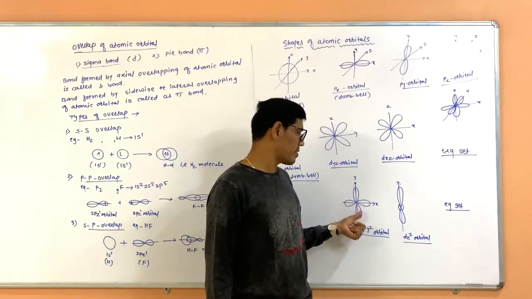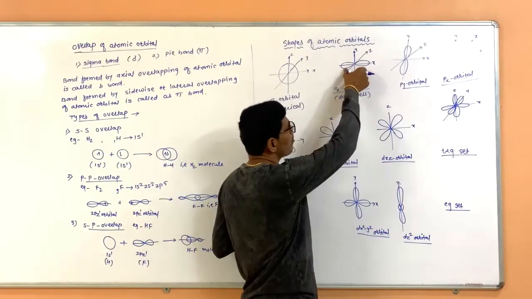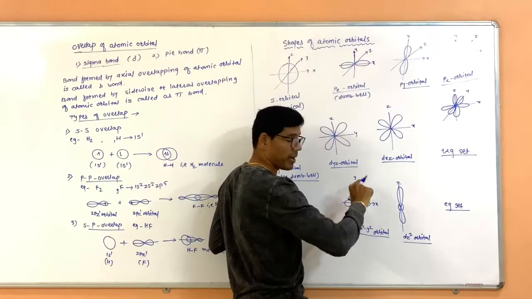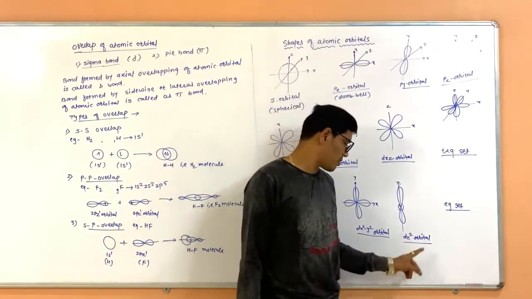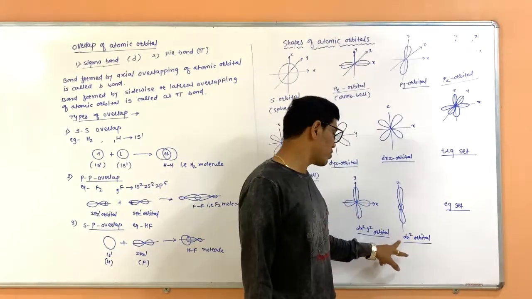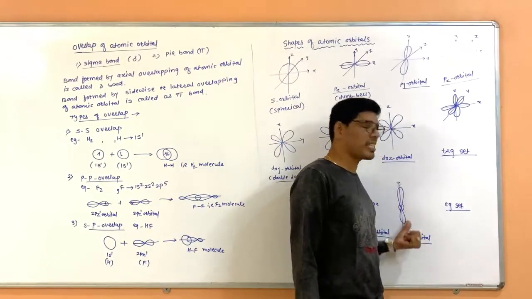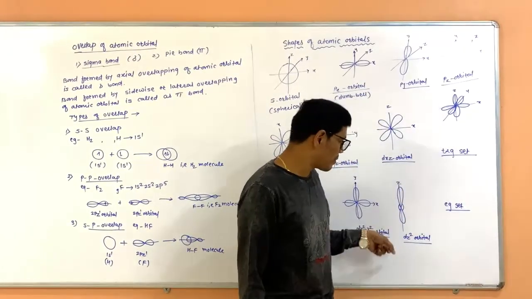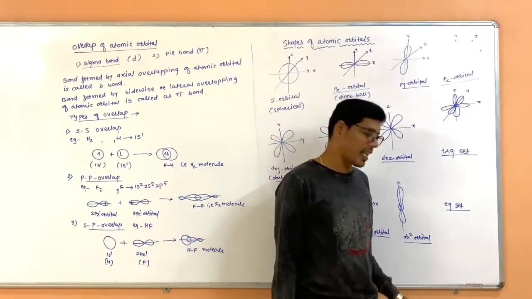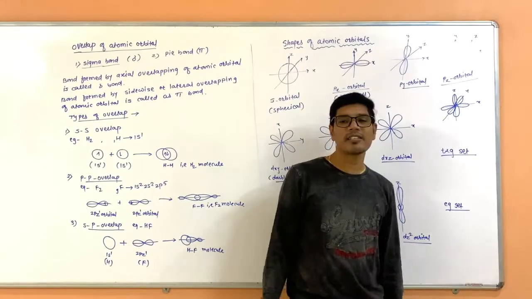X axis, y axis, double dumbbell. That was in one form, so it was a dumbbell. Now it is in two forms, so it is a double dumbbell. The shape is called double dumbbell. The next one is dz square along the z axis. Their lobes are present along the z axis. That's why this is called the dz square orbital.